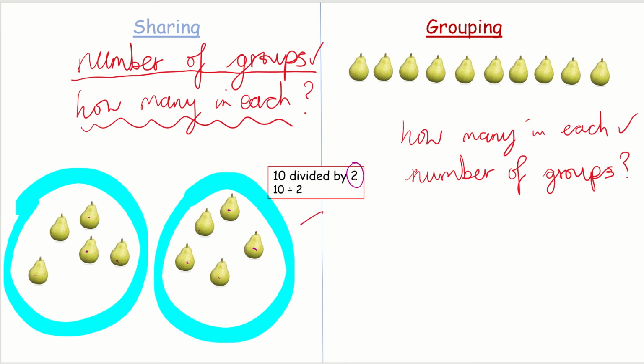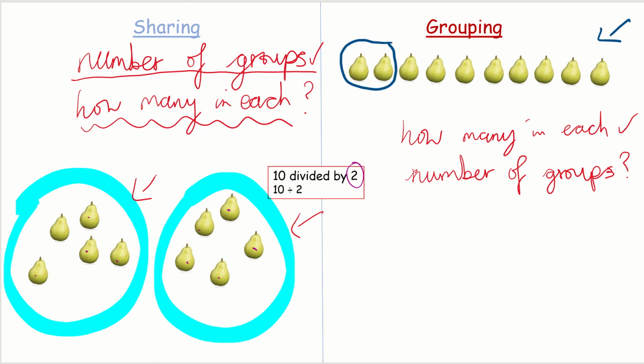So with sharing, we knew how many groups there would be. There was 2. And we didn't know how many would be in each until the end, until we shared them. With grouping, we do know how many is going to be in each. We're going to put 2 in each group, but we don't know how many groups we're going to end up with. So I'm going to do this. I'm going to get my 10 pairs, and I'm going to put them into groups of 2.